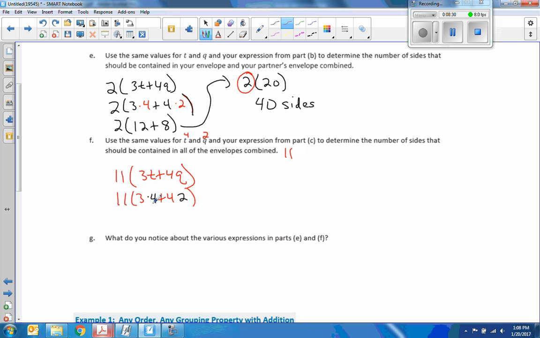So when we substitute in the t and the q, we're going to get 11 times 12 plus 8, doing our order of operations. And then we're still going to do inside first. 12 plus 8 is 20, and 11 times 20 is 200.